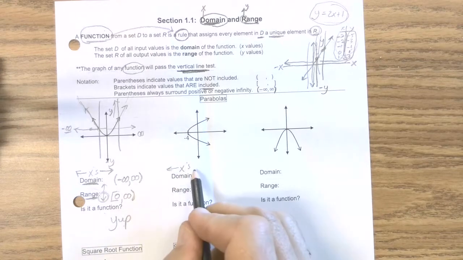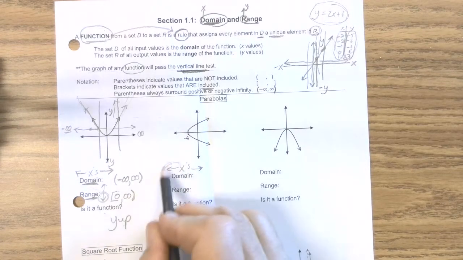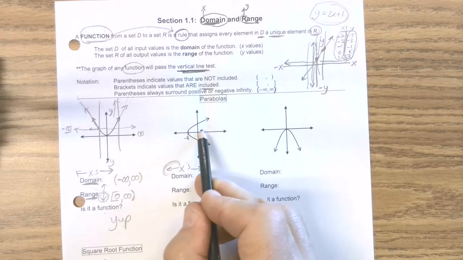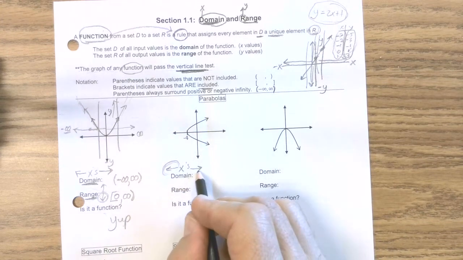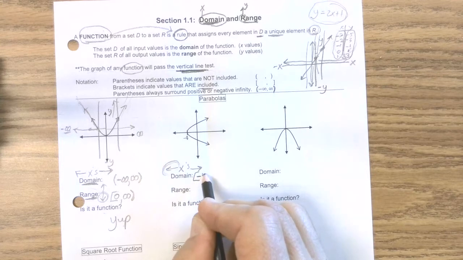How far left does it go? How far right does it go? You always start with how far left. So if we look and we think, okay, it gets to -4, and it does include it. So it's a bracket, -4.